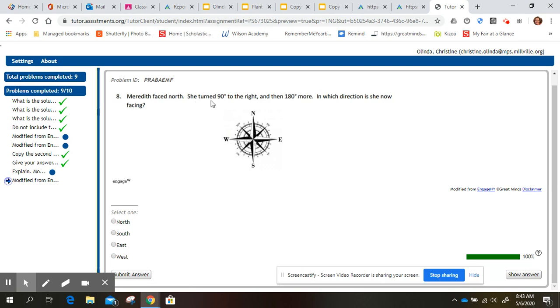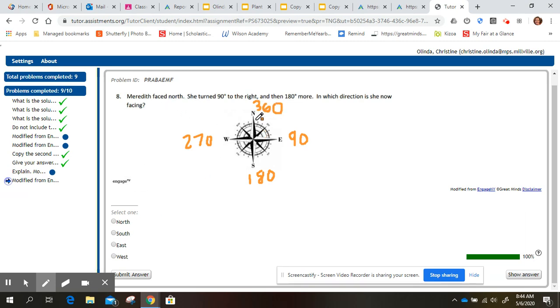Meredith faced north. She turned 90 degrees to the right and then 180 degrees more. Which direction is she now facing? All right, so remember this would be 90 degrees. And if she goes again, that would be 180 degrees. And then this would be 270 degrees. And if she goes all the way around, that's a 360.